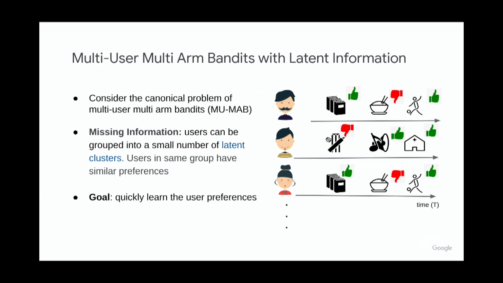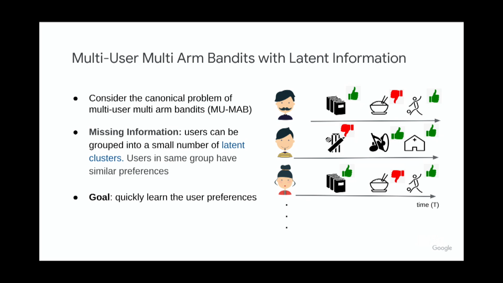Before doing that, let me first introduce a very canonical problem which captures this latent or missing information. I will call this problem the multi-user multi-arm bandit problem. You have a lot of users, for example, in the case of Netflix or YouTube, these could be in the order of millions or billions. And for every user, there is a multi-arm bandit problem associated with them. That is, for every user, there are millions of items, and you need to identify the best item for every user.